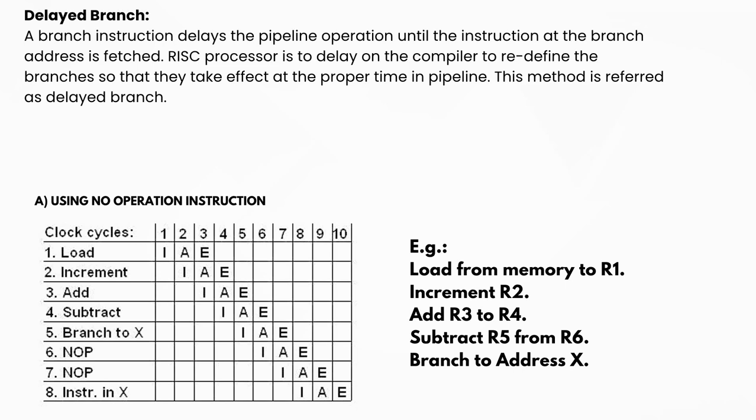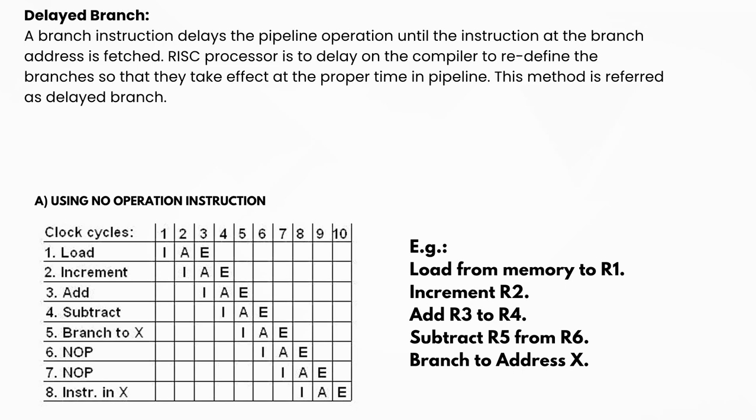So here we implement this in the pipelining timing diagram: a load with I, A, E, and then the second instruction is the increment. Here it is not dependent on the previous instruction. Each instruction is independent, which means we can easily rearrange the instructions. So the first is the load R1, then increment R2, then add, then subtract, and then we find the branch to X.